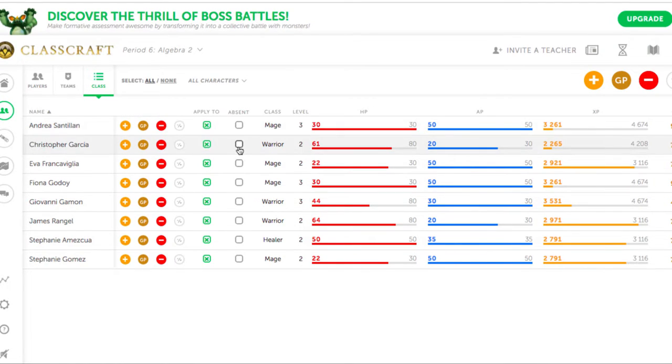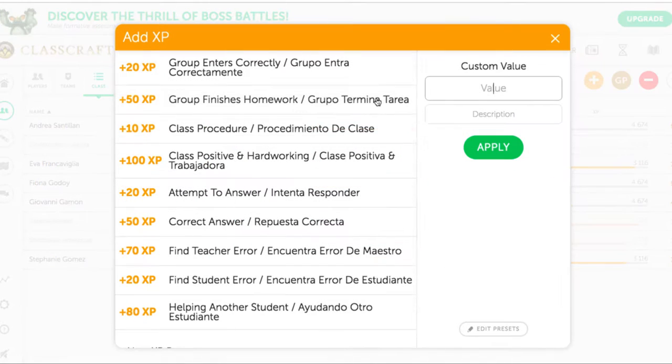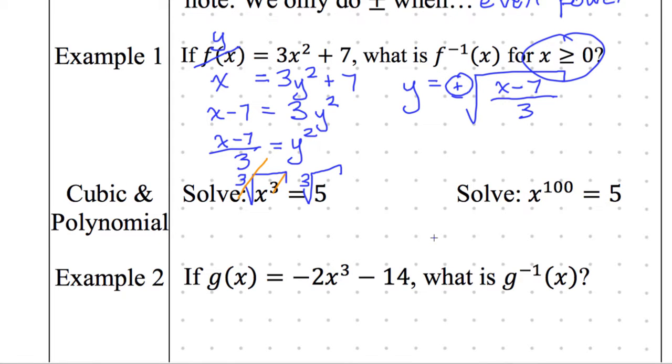So we all get the... I need to figure out how to get this set up. So James is gone. Steph is gone. And Chris is gone. There we go. So now everyone can get your 10 XP for doing your thumbs. So yeah, we just have x by itself now is equal to not plus or minus because it's an odd index. It's an odd power. Cube root of 5. Final answer, done.